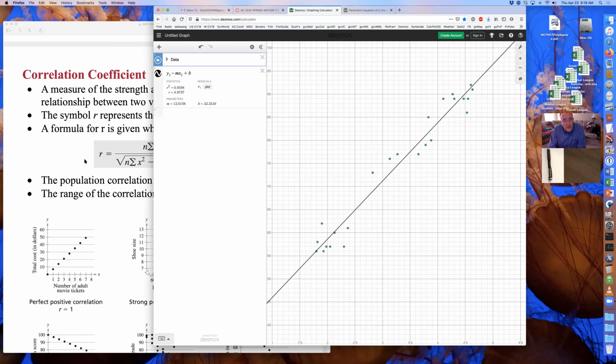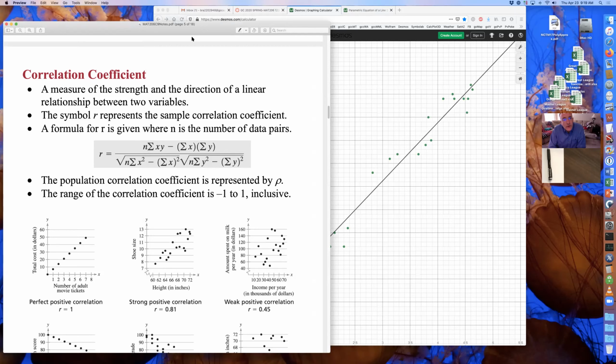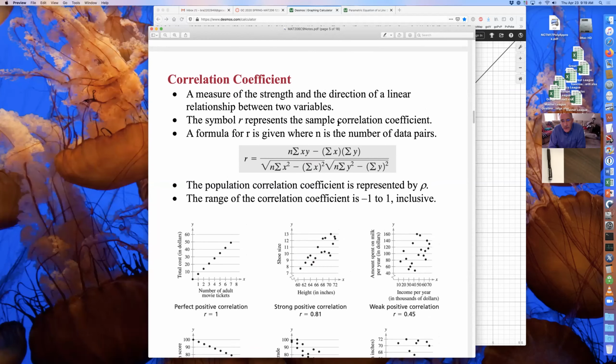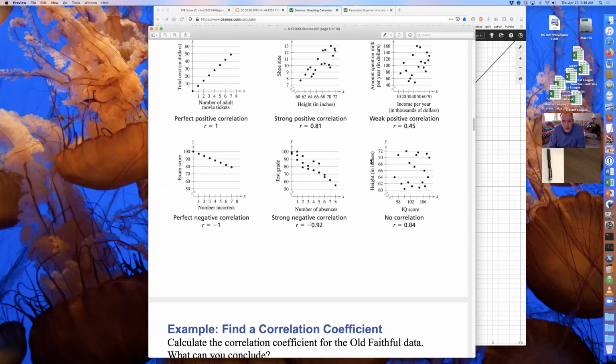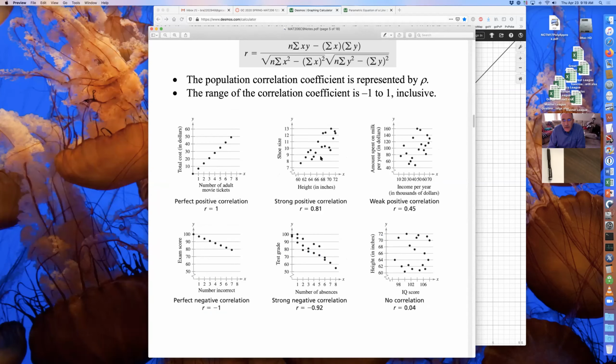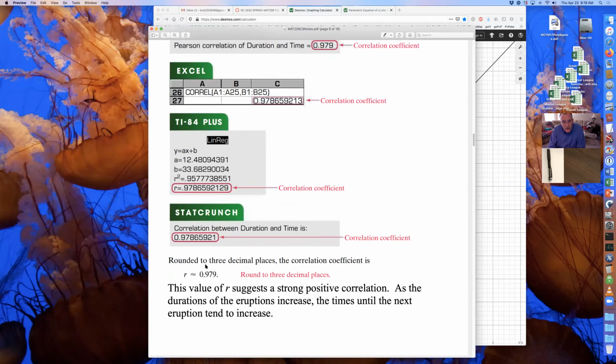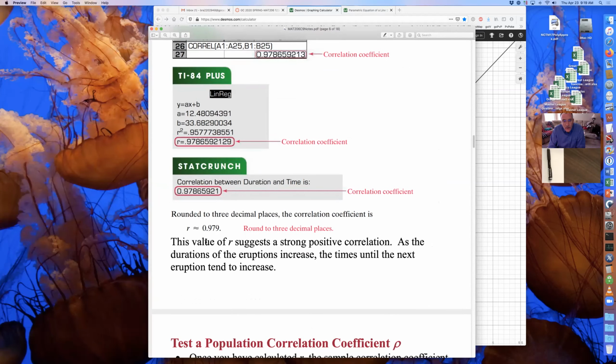So it's pretty nice. Instead of doing this calculation, which you can certainly do by hand, Desmos does it for you. So does your graphing calculator, Excel, StatCrunch, all those things. So we find this linear correlation coefficient. It turned out to be in these calculations 0.979 as well. Here's Minitab, Excel, TI-84, StatCrunch. They all will produce it. And what does it suggest? Well, it's a number between -1 and 1, and this one's really close to 1. So we suggest a strong positive correlation, meaning that as X goes up, Y goes up.